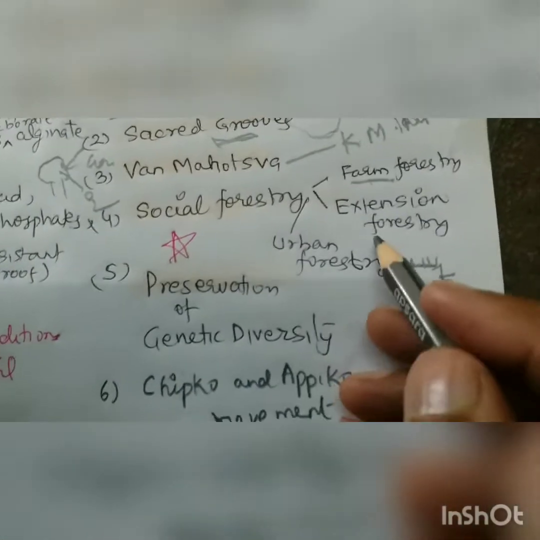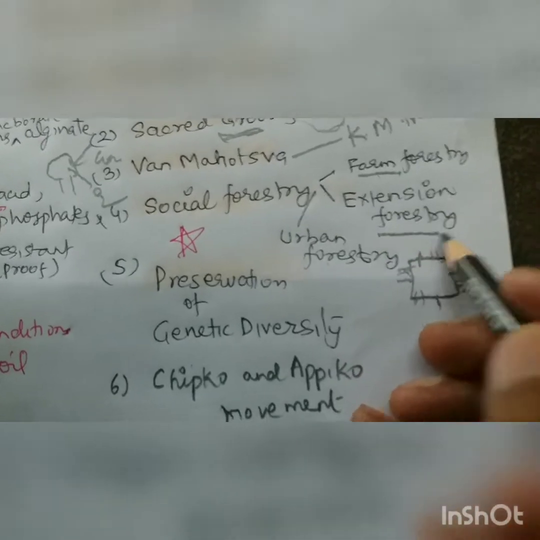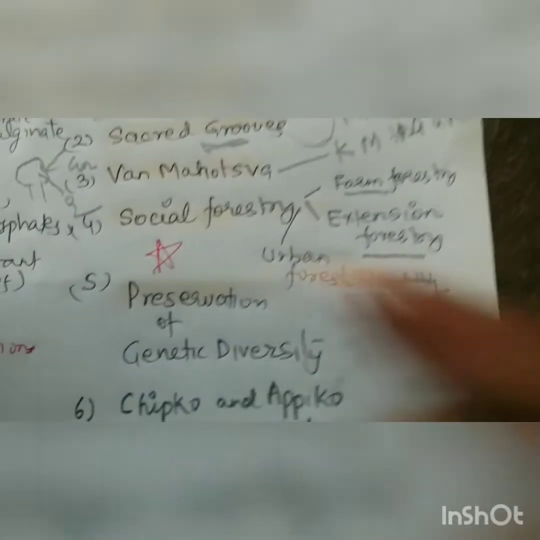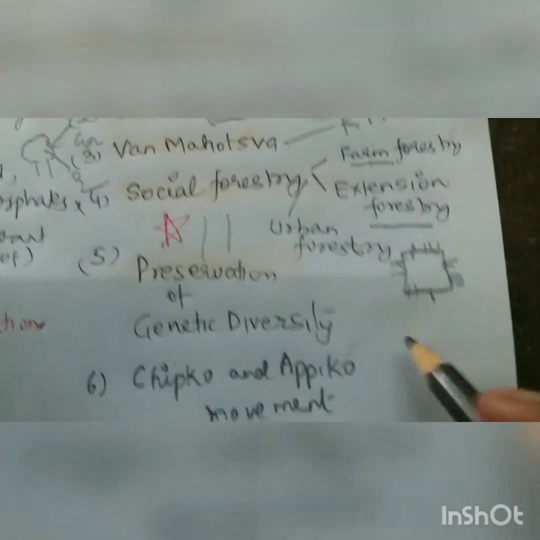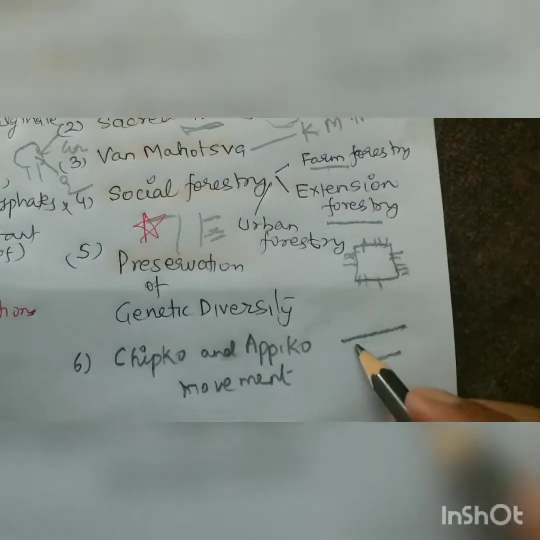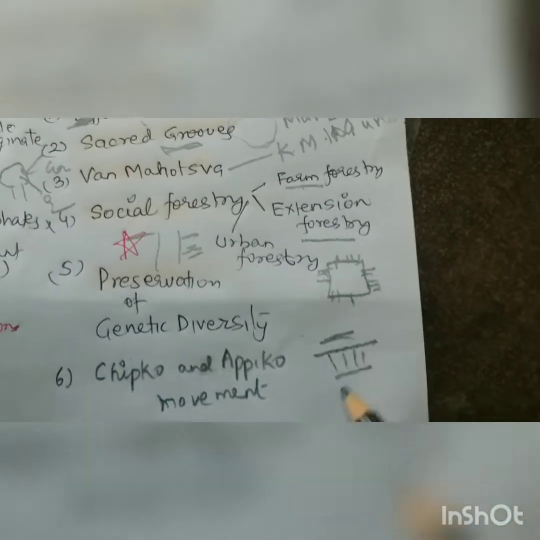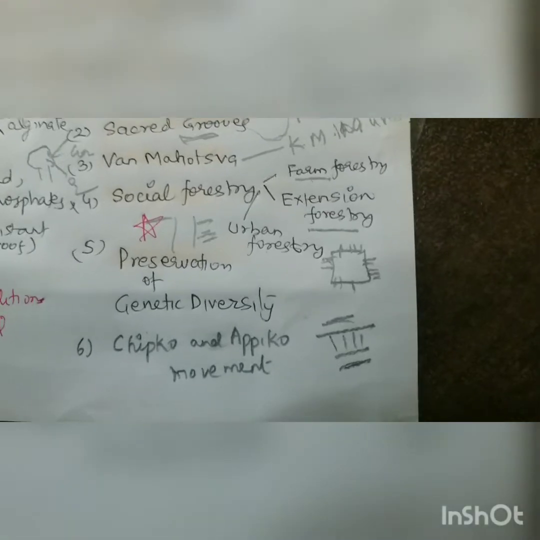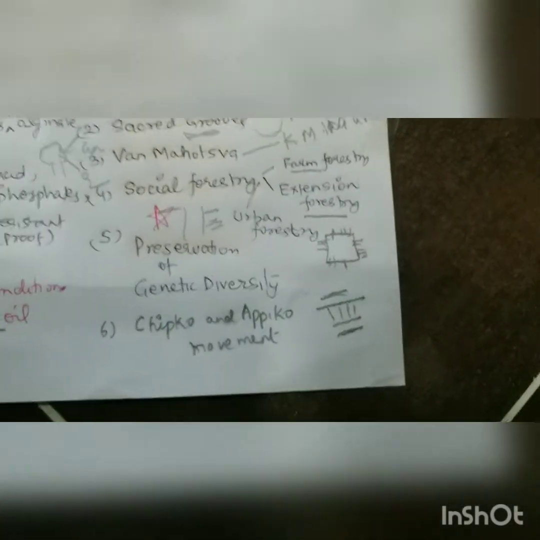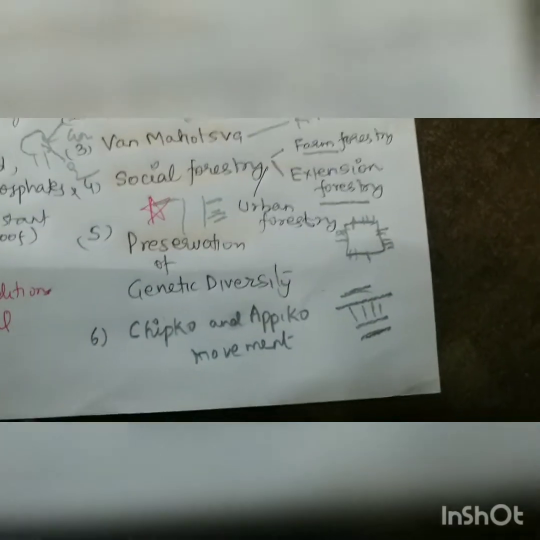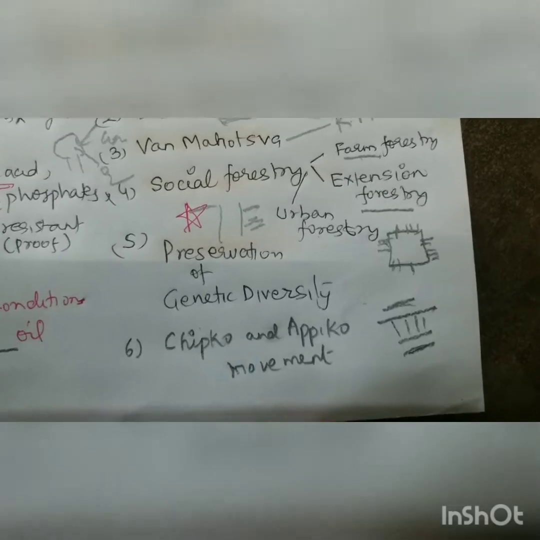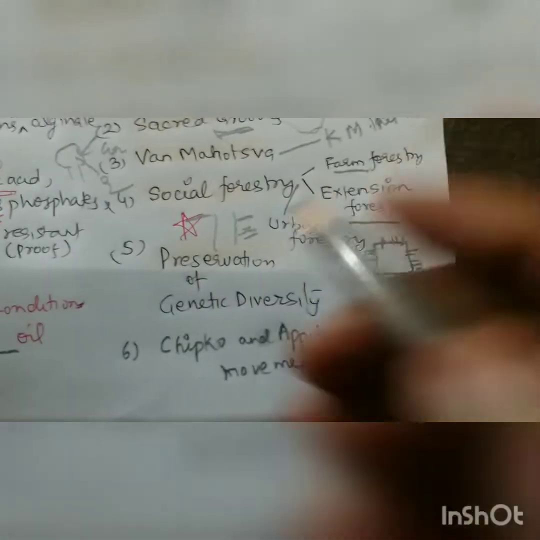Extension forestry means the planting of trees on village land, shamlat land, and along the roads, and along the side of the railway tracks. So these are called extension forestry. Urban forestry is where people, for beautification, make parks and gardens. Like in Chandigarh, we have a lot of gardens. We have a Bougainvillea garden, and a rose garden. So this is called urban forestry.